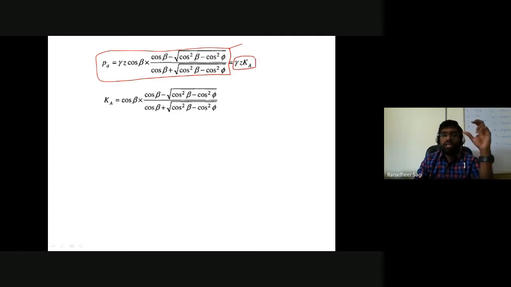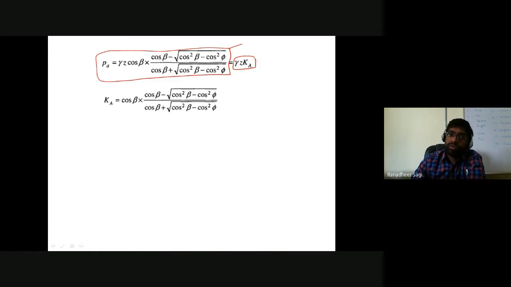If you look at it, it's nothing but gamma into Z, which indicates the stress in the vertical direction, and into Ka gives you the stress in the horizontal direction, where you are considering the soil to be dry, and the other assumptions are still considered the same. So gamma into Z into Ka was the expression we had.